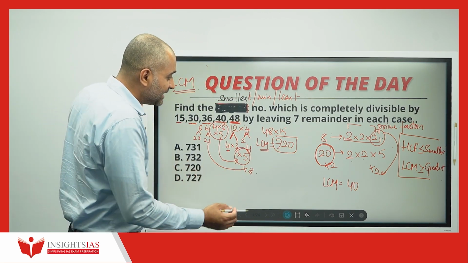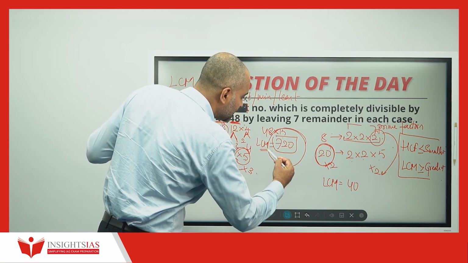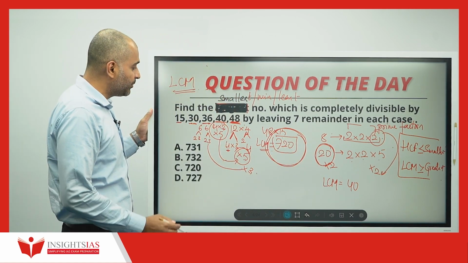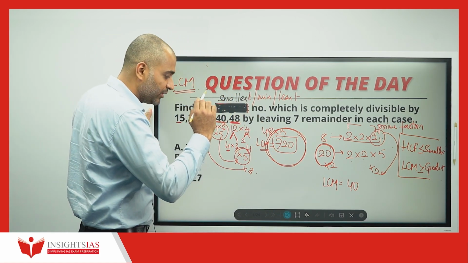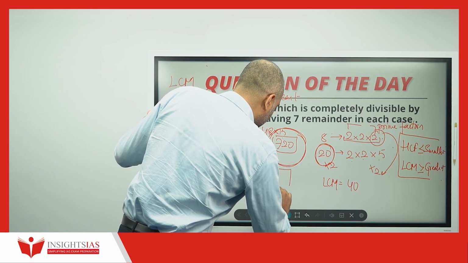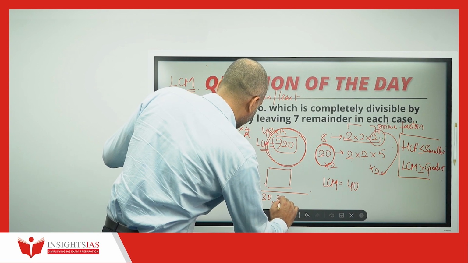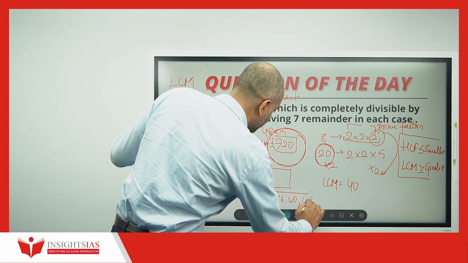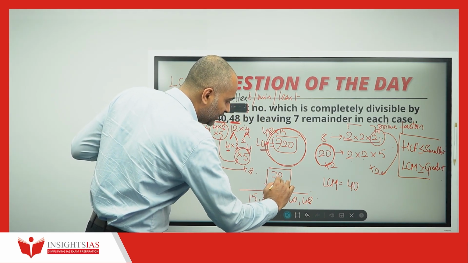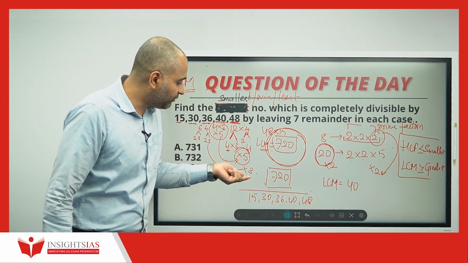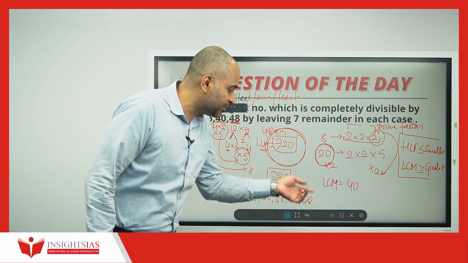But this is the smallest number. LCM means the smallest number which is completely divisible by all the given numbers. Is there one such number which, when I divide by 15, 30, 36, 40 and 48, is completely divisible? One such number is 720. This is the first, smallest number which is completely divisible by all these numbers.